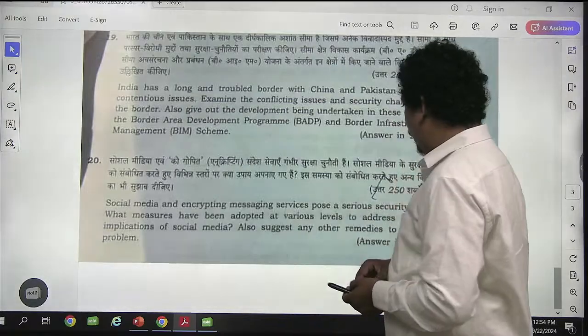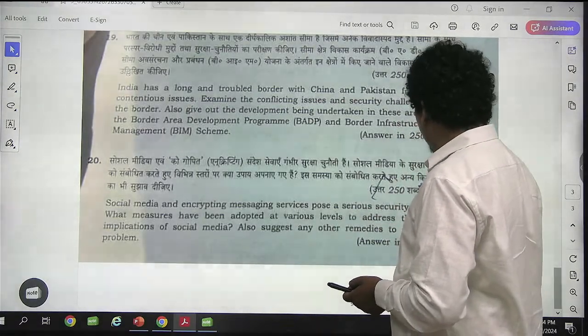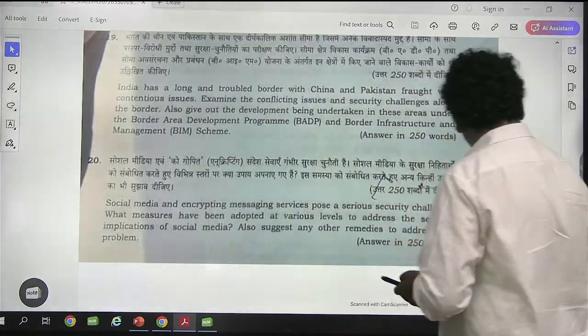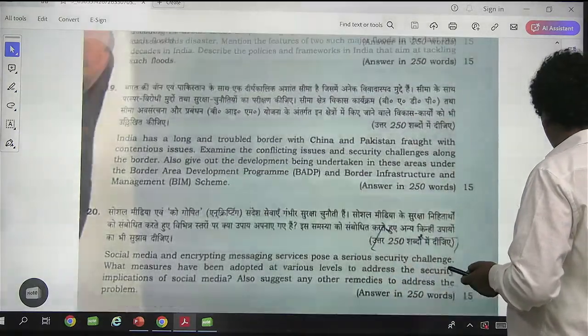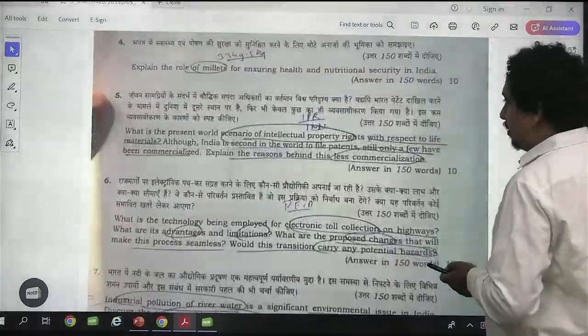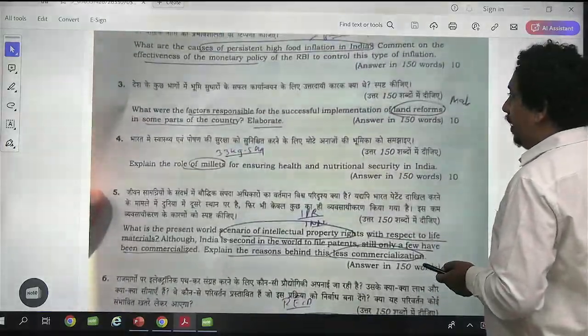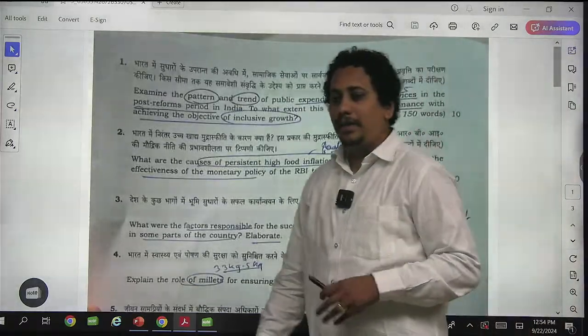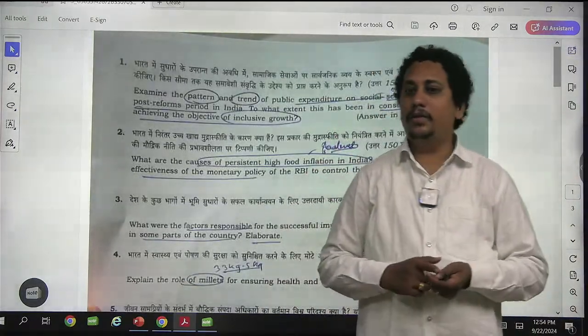Social media and encrypted messaging services pose a serious security challenge. What measures have been adopted? This is also related to your technology part. So economy-related questions, few questions were asked today, but mostly, as agriculture is the favorite area of UPSC, agriculture has been touched more in today's question paper.